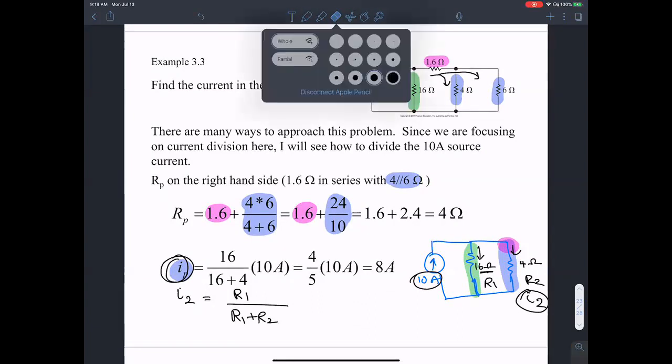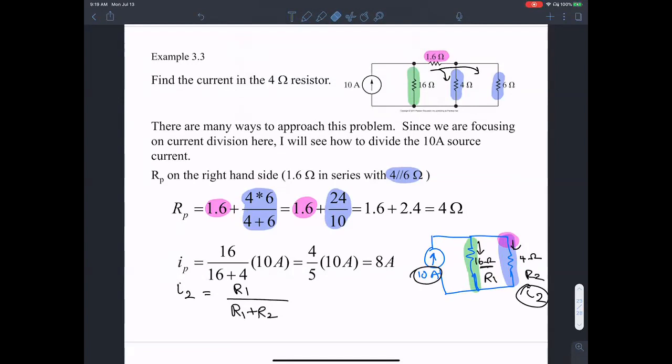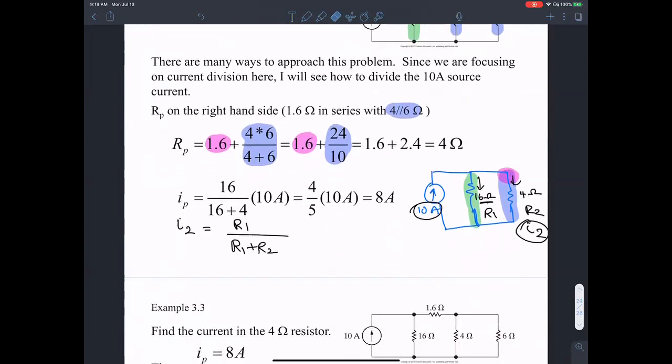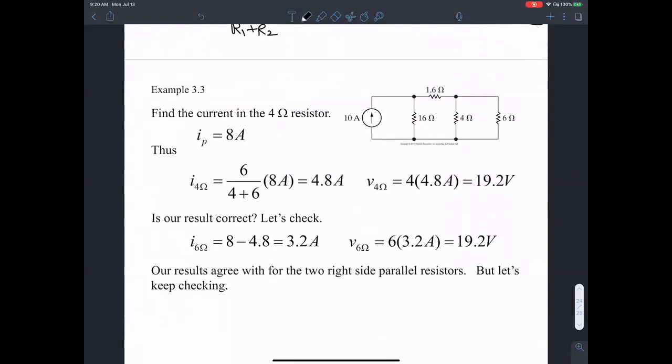All right, so once I plug in the values of R1 and R2, I get a value of 8 amperes for the current. So IP, the current flowing in here, is 8 amperes. The current flowing in here is 2 amperes, and the current flowing in here is 2 amperes.